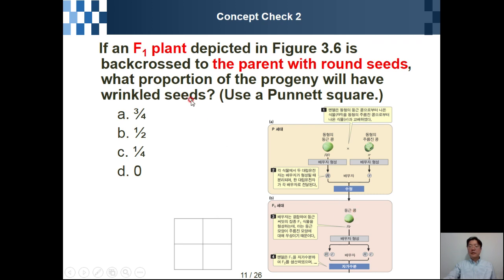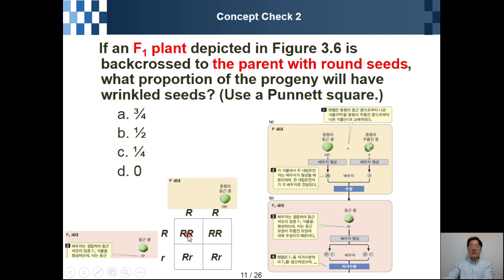So it means that the F1 plant, large R, small r, is backcrossed to the parent with a round seed. It means that the genotype will be large R, large R. So in the Punnett square, we write down here large R, small r, and also write down here large R, large R. So if we use the Punnett square, in each square they will have large R, large R, large R, large R, and large R, small r, large R, small r.